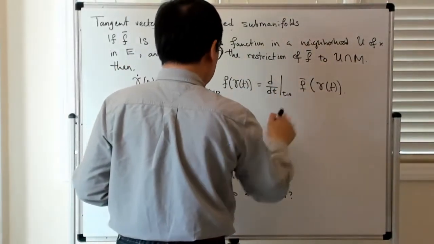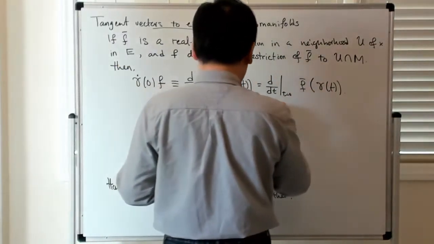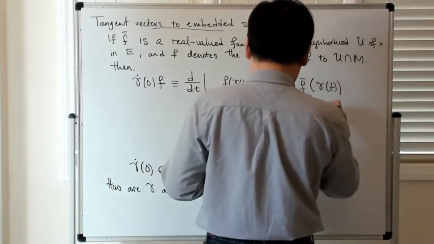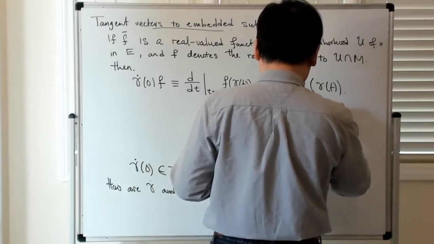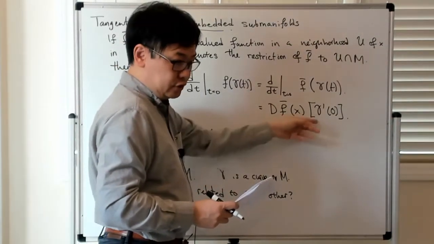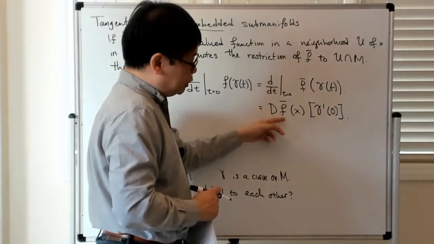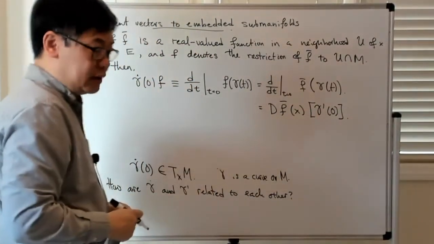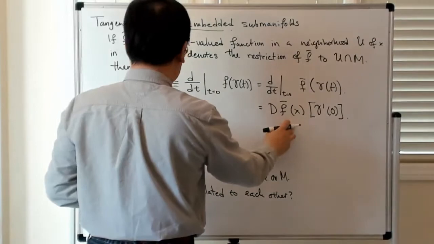And then everything here can be expressed in terms of the usual differential of f bar at x applied to a vector, which is gamma prime of 0. So this I can write down. This is the usual notion of the derivative, or differential, of a function acting on a vector, and since everything here is in Euclidean space, it just uses the classical definitions of these things. So this is basically how these two things are related.